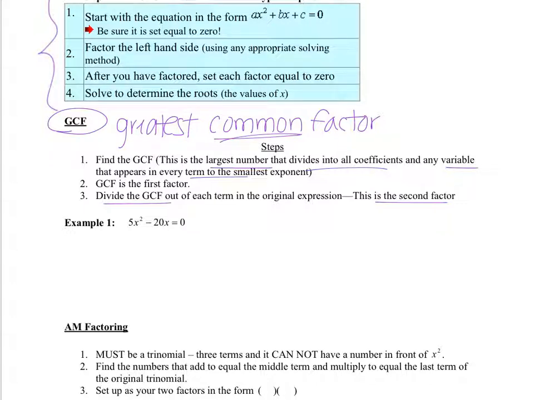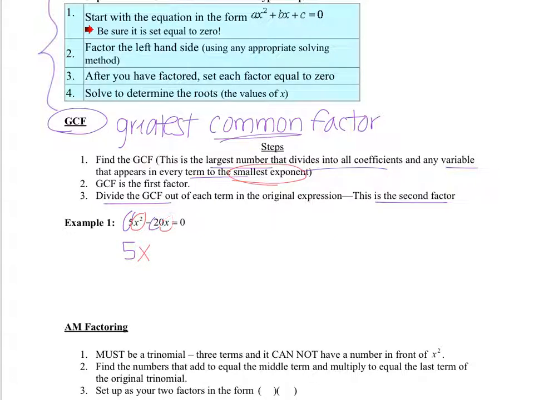So first I'm going to look at this coefficient of 5 and 20. And I say to myself, okay, what's the biggest number that goes into 5 and 20? So hopefully you're already thinking that it's just 5, right? 5 goes into 5 and 5 goes into 20. I can't use like the number 10 because 10 doesn't go into 5. Then I look at the x squared and the x. The term that goes into both of them is just x. Remember, you have to stick with the smallest exponent. So because there's an x in both, I can take out a single x.